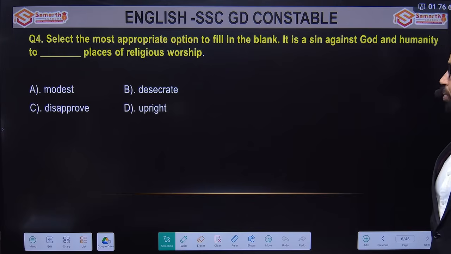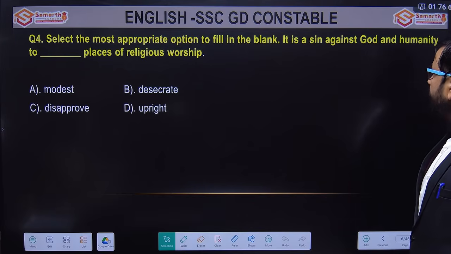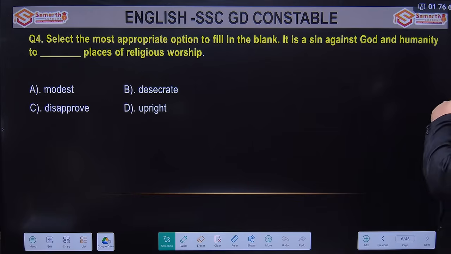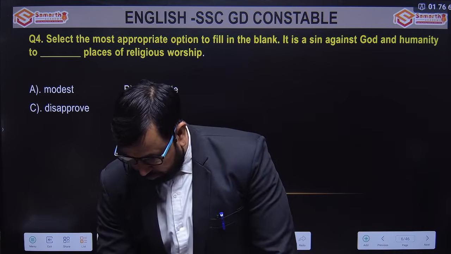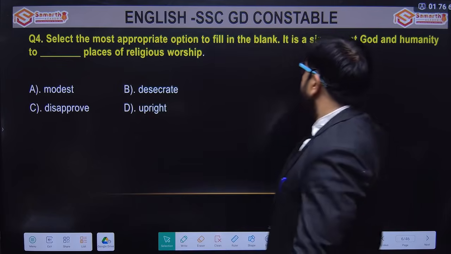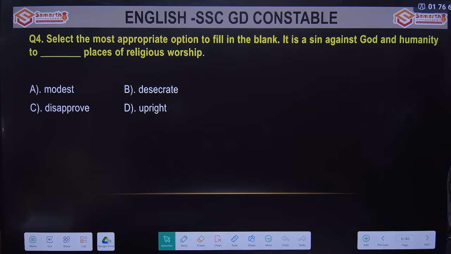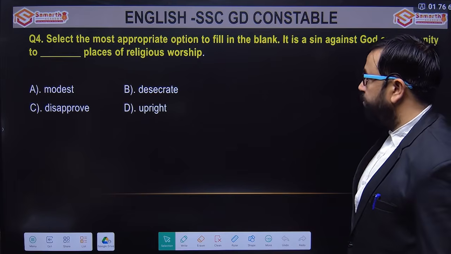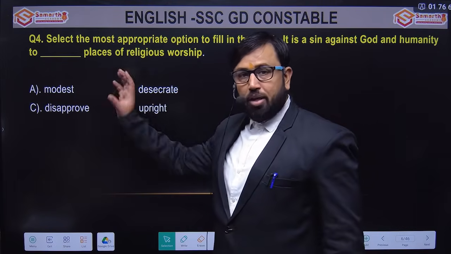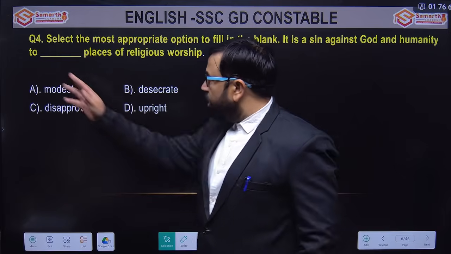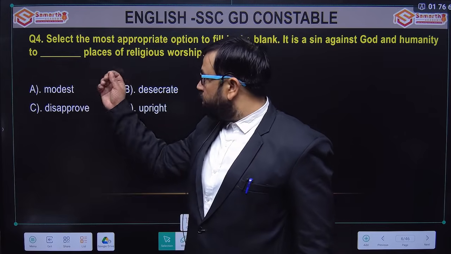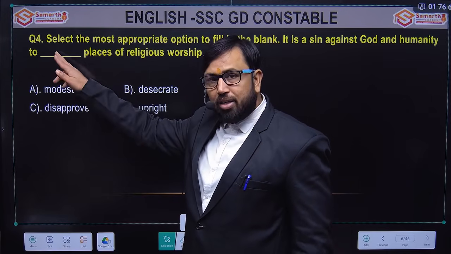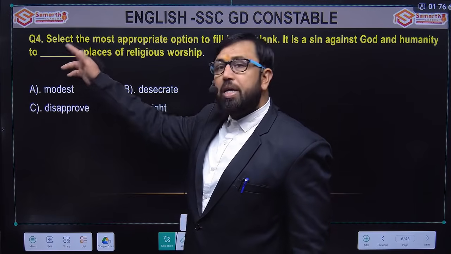Select the most appropriate option to fill in the blank. The question is: it is a sin against God and humanity to dash places of religious worship. So to dash places, I'm going to share something with you here. After to there is a blank, and places is basically a noun, okay? Most commonly in this kind of structure, after to, mostly a verb comes. Remember this.